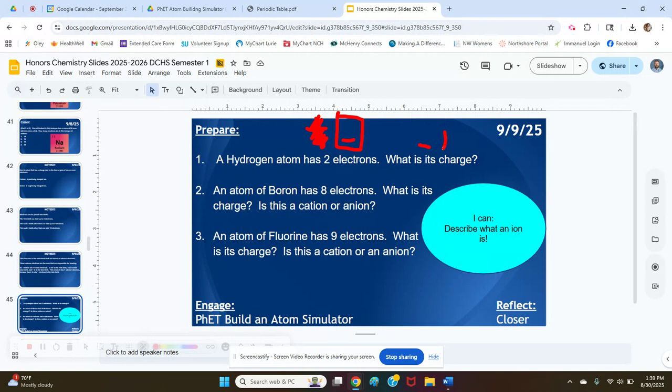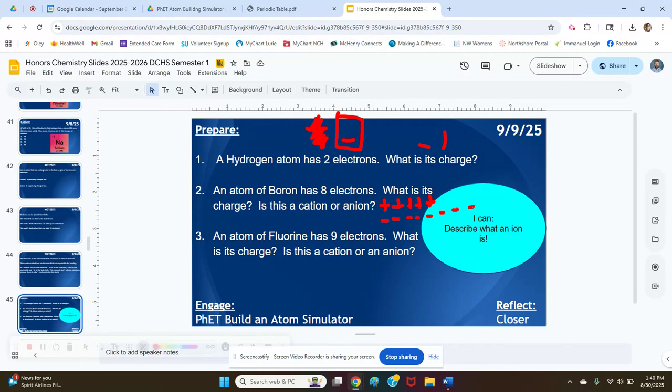Because it's the 5th element, it has 5 positive protons. So let's put in those 5 positive protons: 1, 2, 3, 4, 5. In this problem, it says it has 8 electrons. So let's do that: 1, 2, 3, 4, 5, 6, 7, 8.